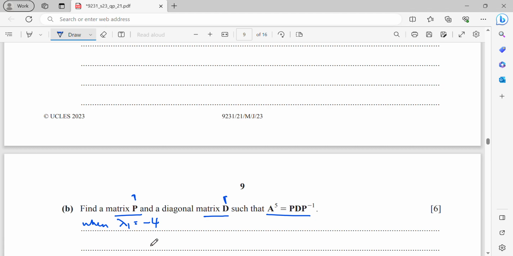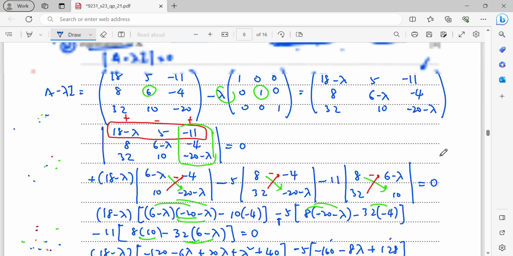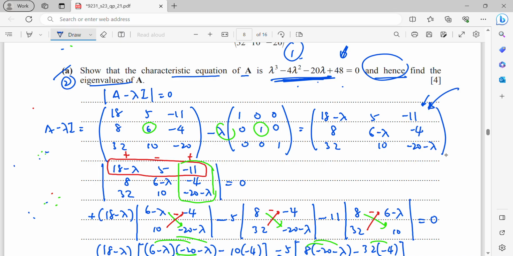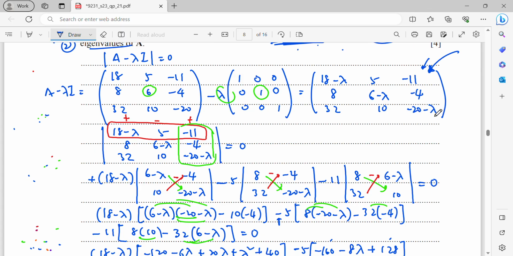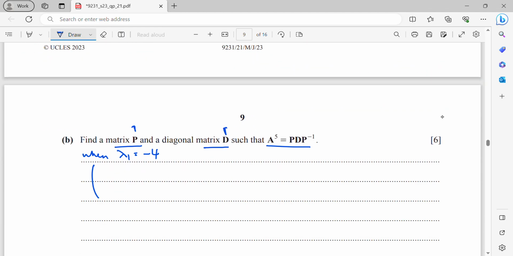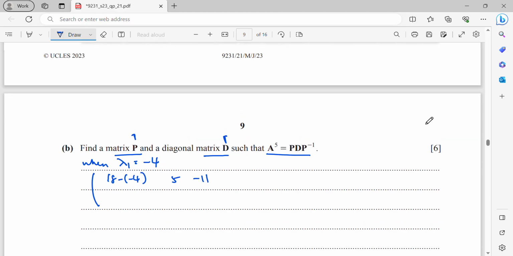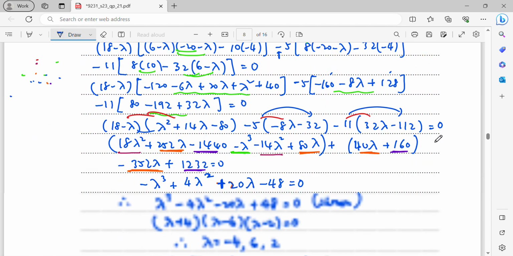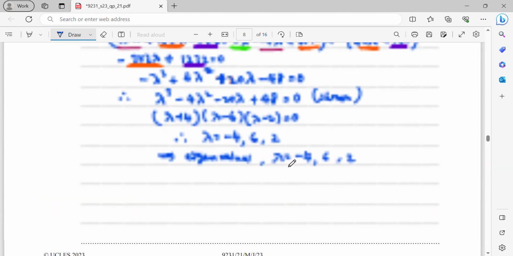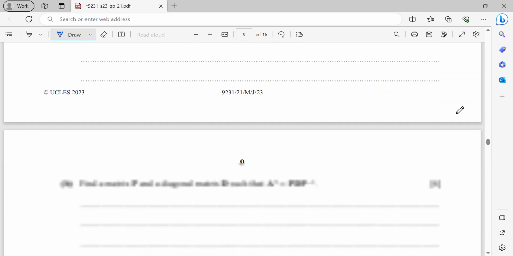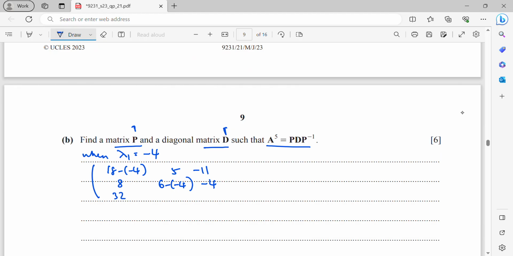Now I have to substitute this lambda 1 into my A minus lambda I matrix, which is this matrix. So I will get 18 minus lambda, then the rest remain. It means I will get 18 minus minus 4. After that, 5, minus 11. Then here 8, 6 minus lambda, so 6 minus minus 4, then minus 4. After that, 32, 10, minus 20 minus lambda.